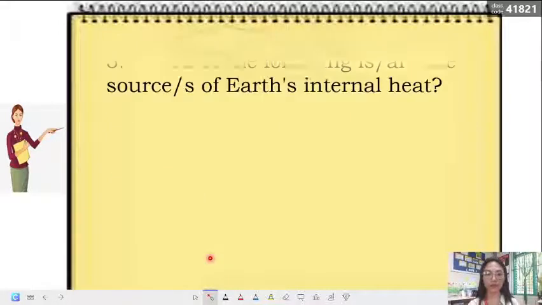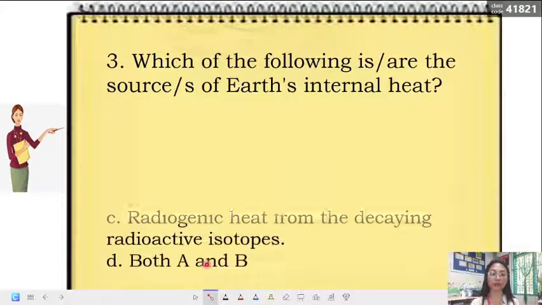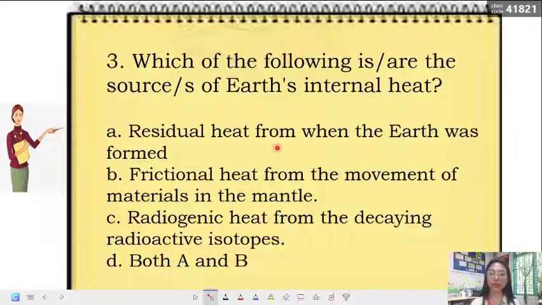Number 3. Which of the following is or are the source or sources of Earth's internal heat? A. Residual heat from when the Earth was formed. B. Frictional heat from the movement of materials in the mantle. C. Radiogenic heat from the decaying radioactive isotopes. Or both A and B.